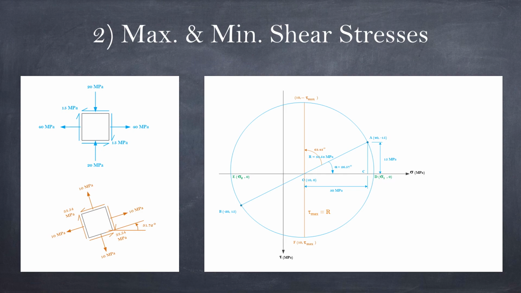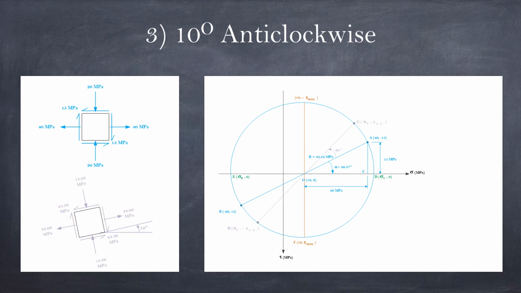And that's done. And the picture is drawn on the left hand side, as you can see in the brown, right? And that's done for the maximum and minimum shear stresses. The last part is we should show what happened to stress if we turn it by 10 degrees, right?